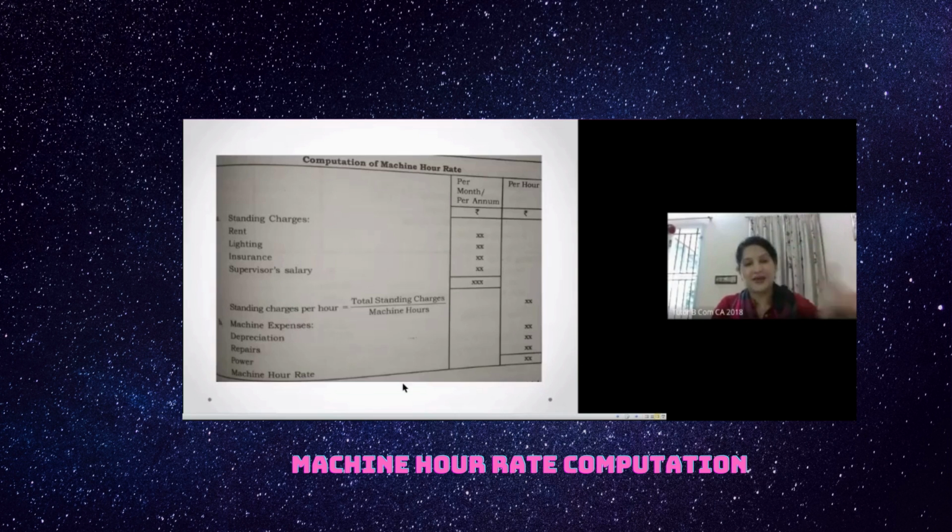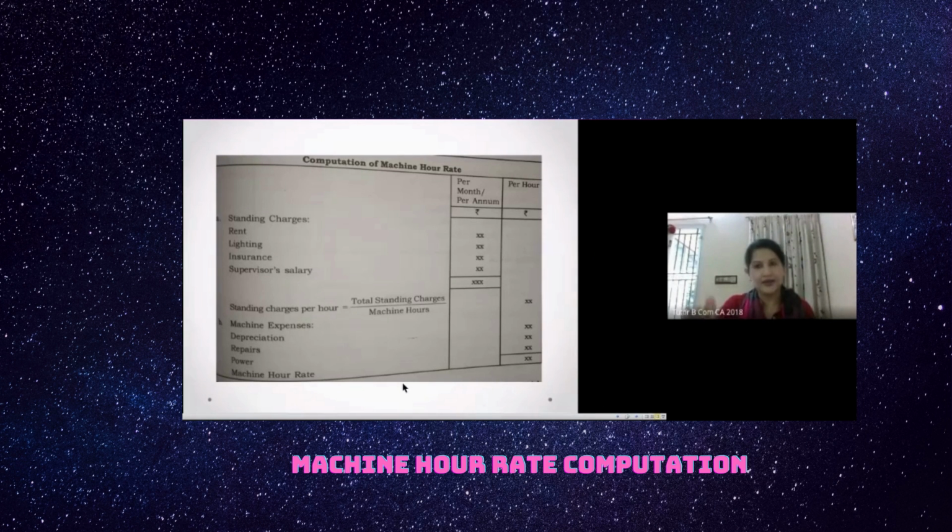So the first one is standing charges. Standing charges are those charges that are general in nature, not related to this particular machine, but part of total cost. They will be included under the first part, that is standing charges. Whether you operate the machine or not, these expenses will be incurred. Whether I manufacture the goods or not, these expenses in normal cases would be incurred by the firm. Those are brought under the category of standing charges. For example, you can see in front of you, which includes rent, lighting, insurance, salary component of manager or supervisor. All these will be put as standing charges.